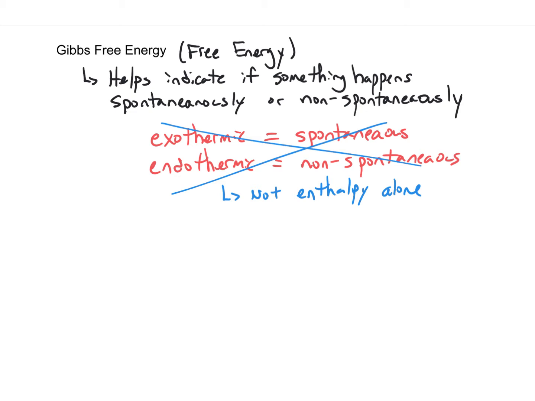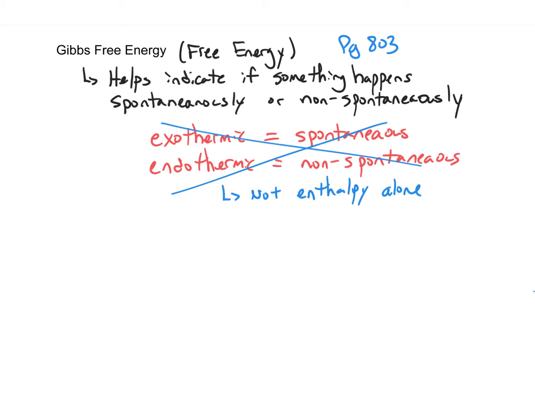Well, we told you also in that first video lesson that entropy plays a role. Gibbs free energy, or the calculation of Gibbs free energy, allows us to determine whether or not something happens spontaneously or non-spontaneously, factoring in both enthalpy and entropy. Now, the reading in this happens on page 803 in the textbook, but the calculation is rather simple.